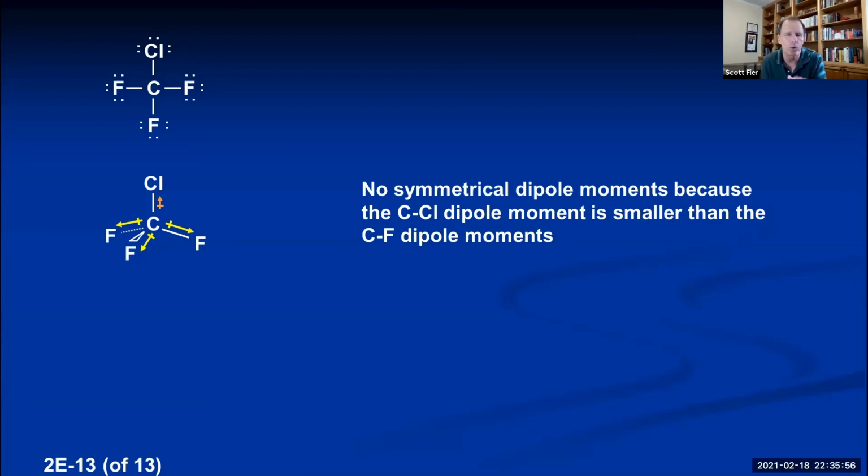The symmetry rules we learned have to be when all the dipole moments are the same magnitude. And if you have one little bond that's different from the others, they are not symmetrical. So we therefore cannot cancel these out. And if you cannot cancel them out, you don't erase them. So this means the molecule turns out to be polar.